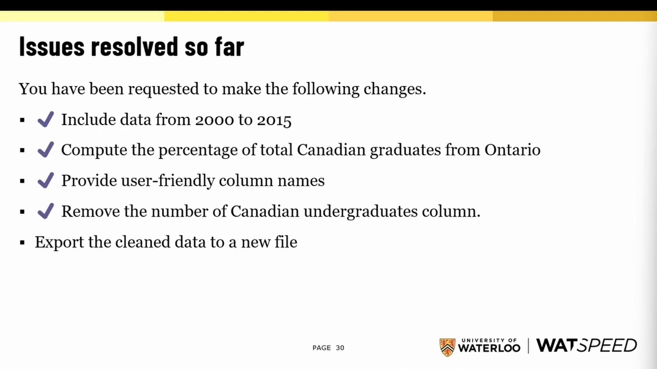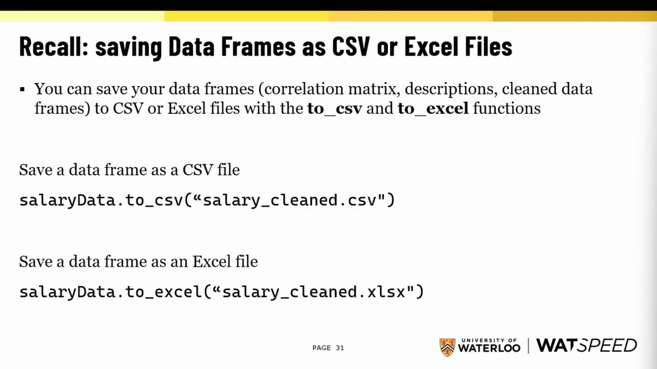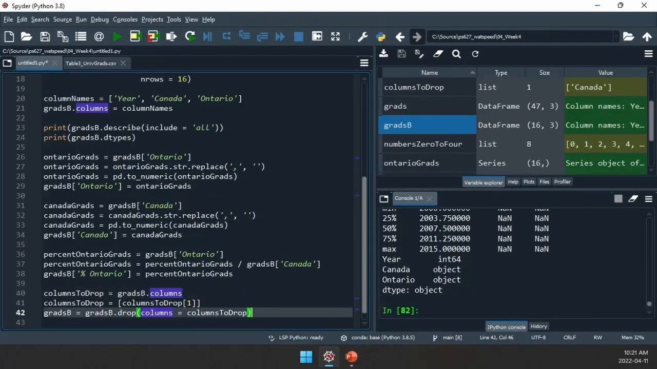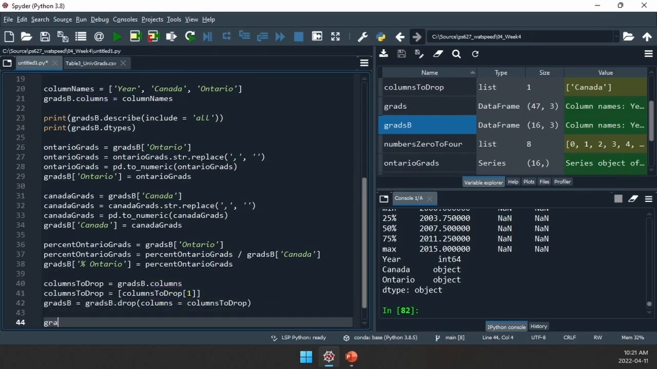We have one challenge left, which is to export our cleaned data file to a new file. And remember, we can save data frames as CSV or Excel files. Now, we don't want to overwrite the original file. We want to create a new cleaned file, right? So we're going to save our data frame to a CSV file in this case by using the to_csv function. And that's exactly what we're going to do here. We're going to say gradsb.to_csv grads cleaned.csv.